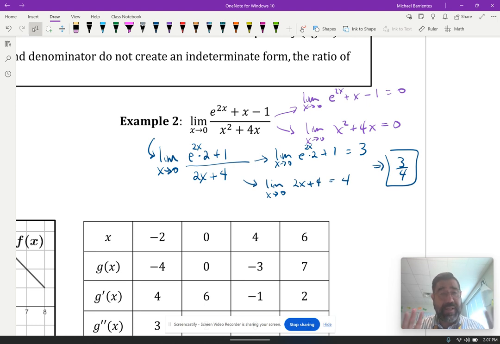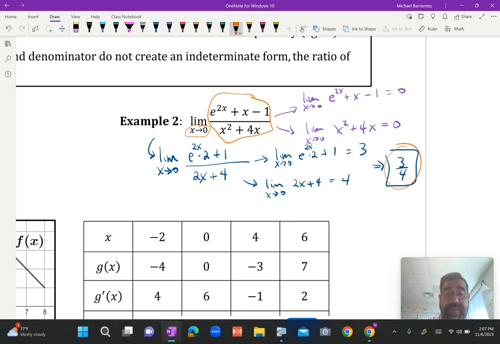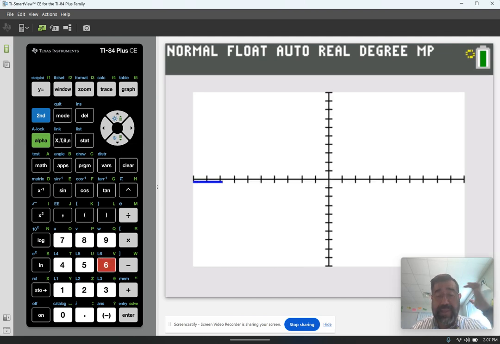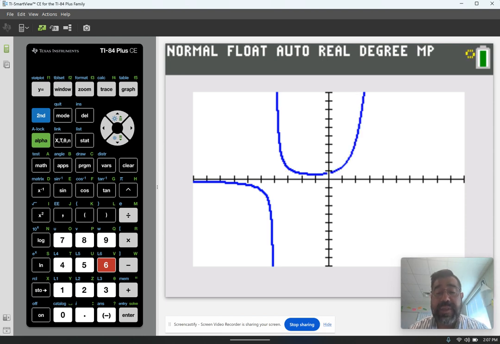I just wanted to take a couple of seconds here to show you what the graph of this looks like and does it verify our answer? Because what this is saying is if I were to graph this function that we're looking at and I look near x equals 0, my function value will be 3/4. So I go to my calculator and I already preloaded this. Let's do a zoom 6. So this is what the graph looks like.